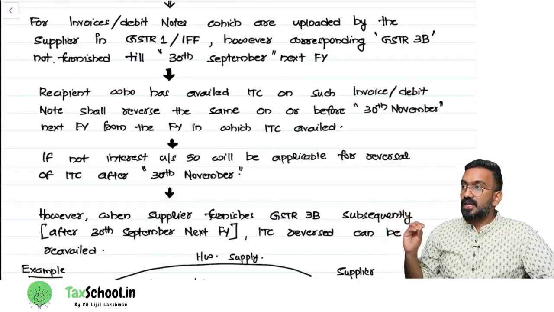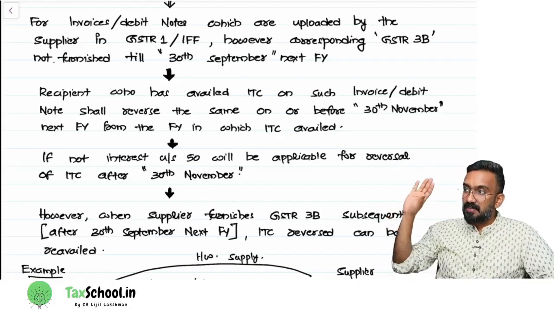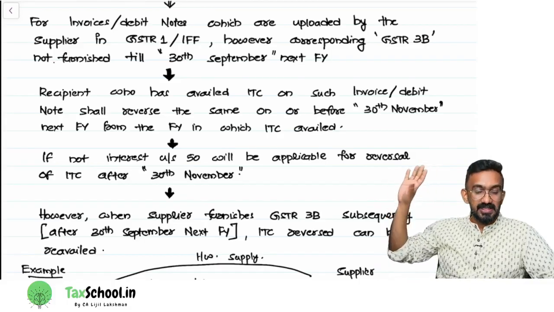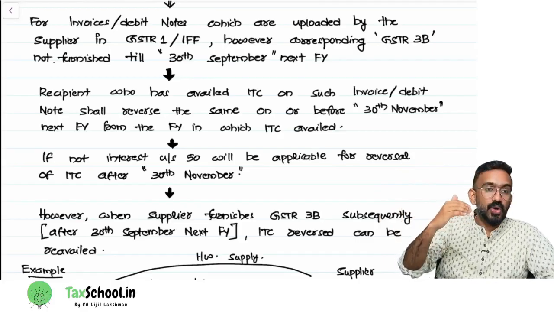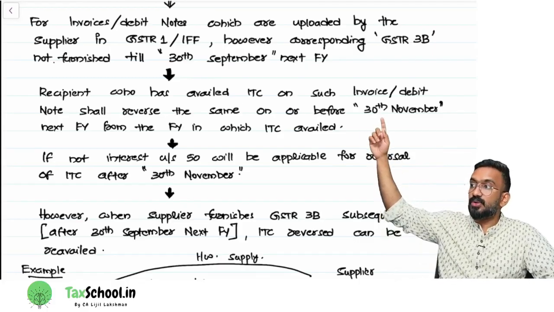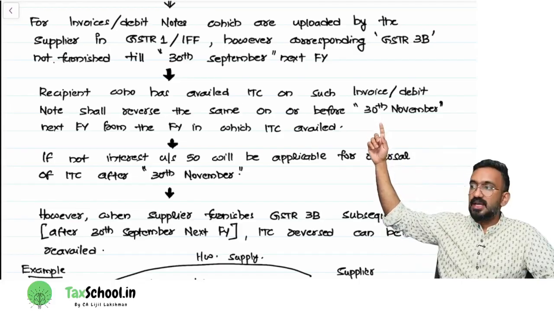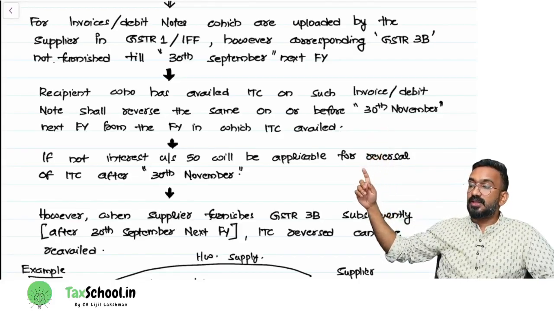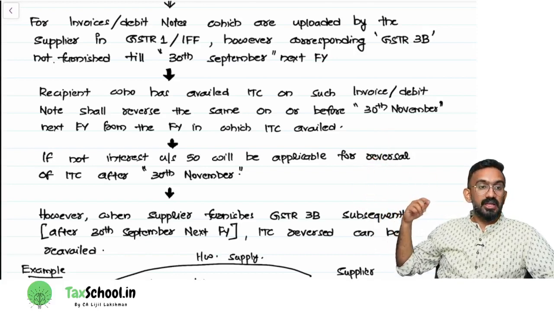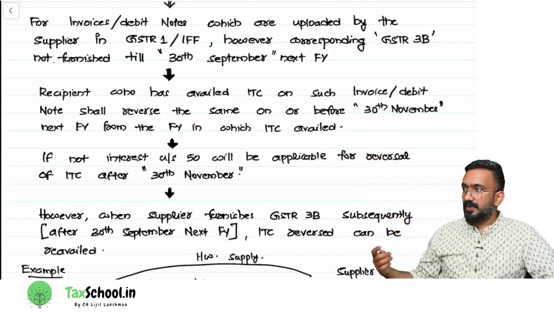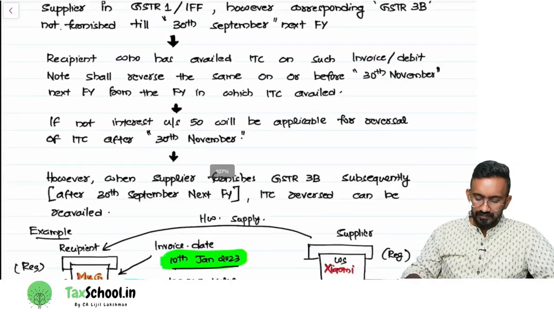I'm saying that if the supplier did not pay by September, recipient, I'm going to give you 2 months. After September, October, November, because I'm asking them to reverse by 30th November. If you don't reverse by 30th November, interest under section 50 will be applicable if you reverse it after 30th of November. However, when the supplier furnishes 3B subsequently after 30th of September, the reversed ITC can be reavailed.